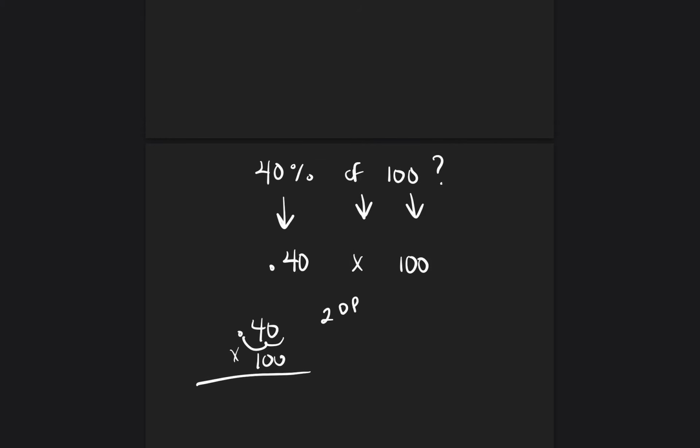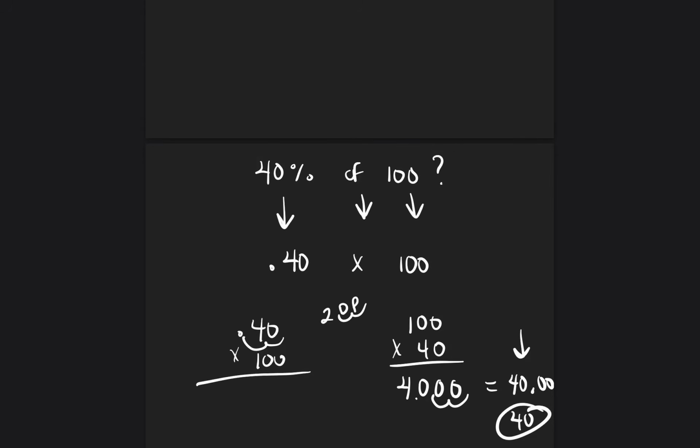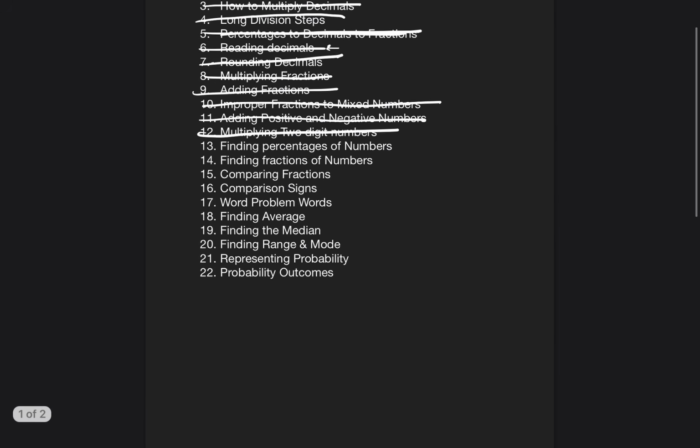That's 2 decimal places. Now we'll take out the decimal places and you do 100 times 140. So that becomes 14000. And then you put 2 decimal places back in, 1, 2. So the answer would be 140, or just 140. Okay, so that's how you find a percentage of a number.